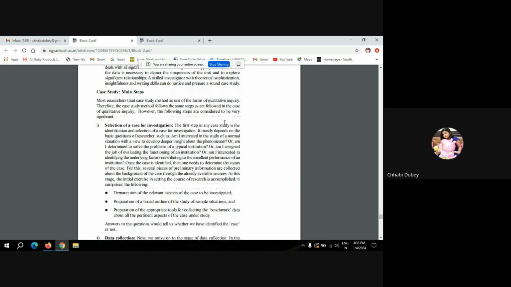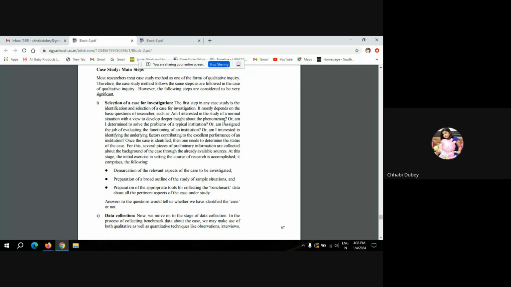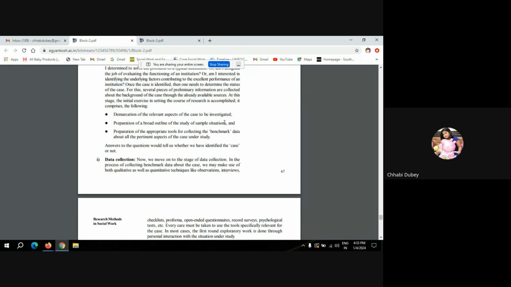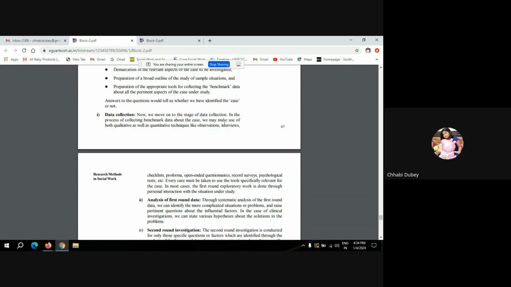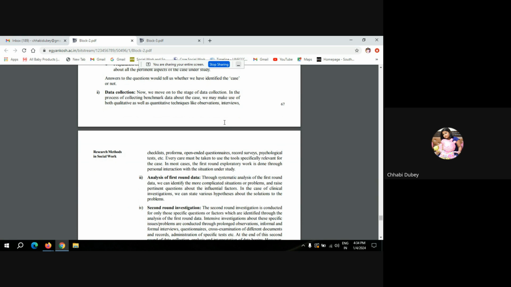Then we come to the main steps that are used in the case study. Now, in this method, the first step is the selection of a case for investigation. So we are going to select whatever case we want to study. Then we go on to do data collection. So we will collect the data by various methods, which can be quantitative as well as qualitative, depending upon the basic objective of the research.